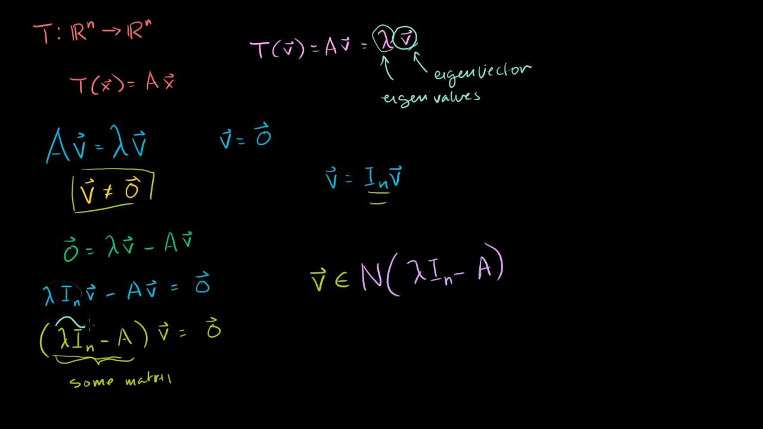It might make it simpler. This is just some matrix here, right? That's B. Let's make that substitution. Then this equation just becomes Bv is equal to 0.